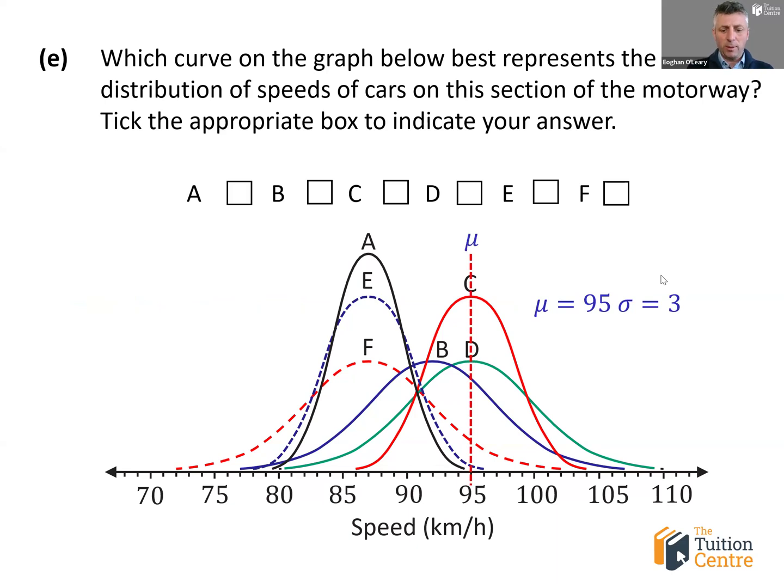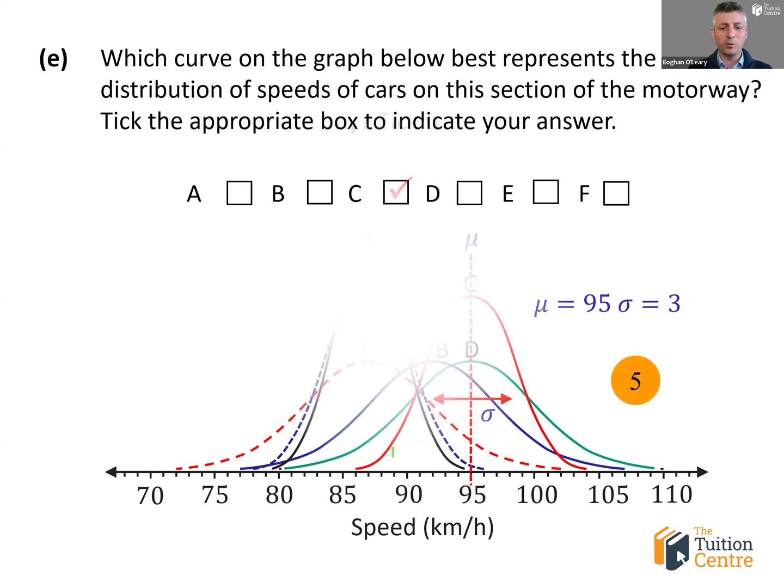When we look at it, it has to be either C or D because that's where your average of 95 is. And in that case, sigma is 3. So 3 lots of 3 would be 9, which would bring you up to 104. So your answer is going to be C, because 3 standard deviations above the mean brings you to 104, and 3 standard deviations below the mean would bring you to 86. So C is the answer there for 5 marks. Obviously very quick if you know what you're doing.